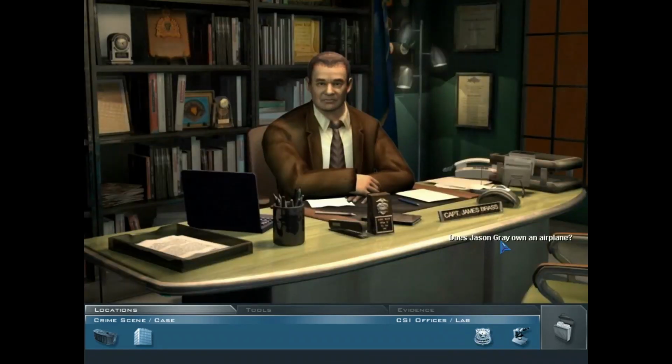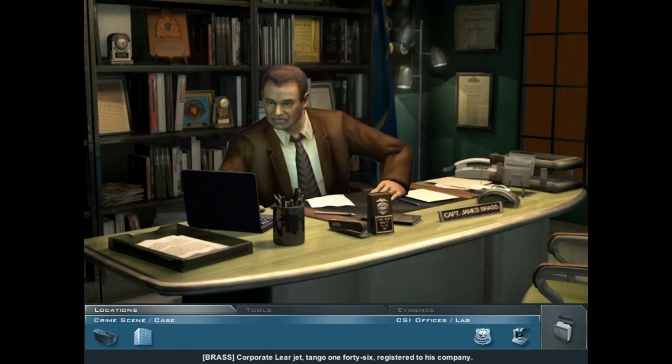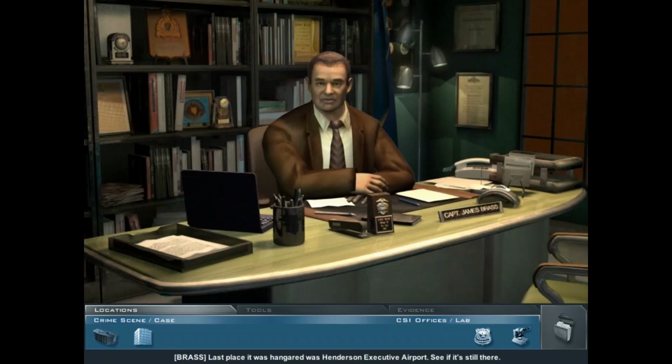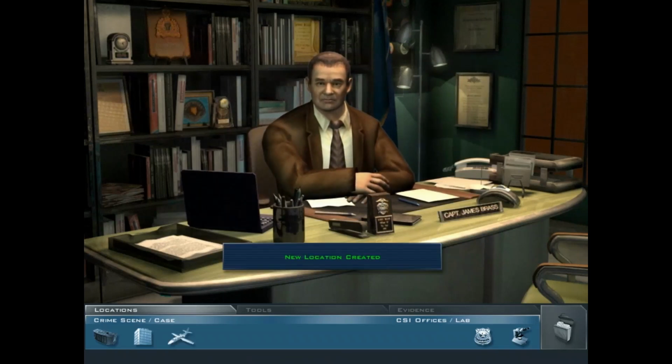Yes? We'll just check civil aviation records and see. Corporate Learjet Tango 146, registered to his company. Last place it was hangared was Henderson Executive Airport. See if it's still there.